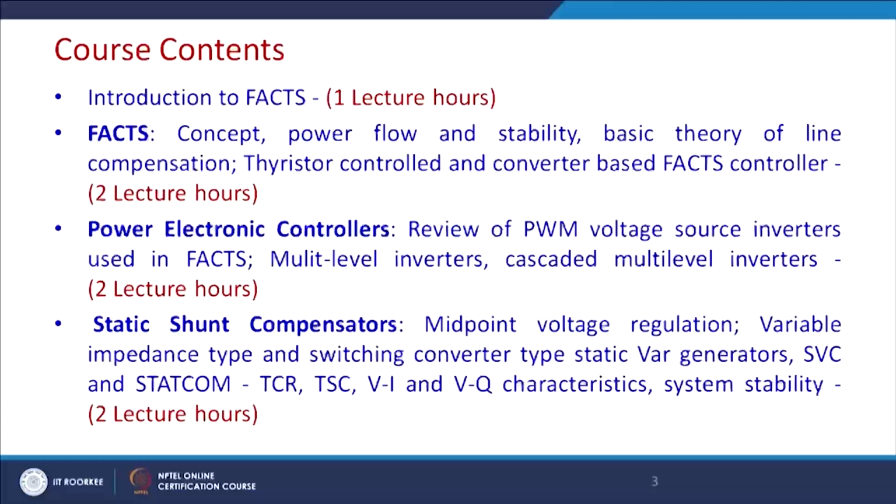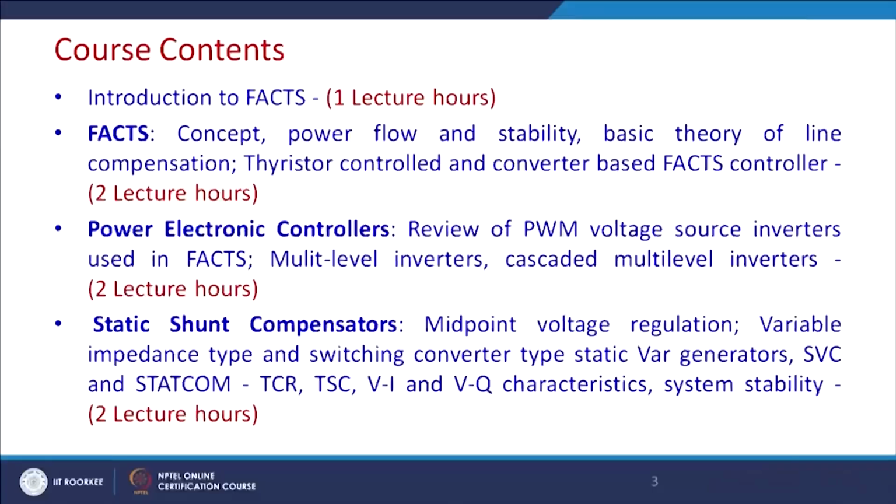Now, let us focus on the course content. Introduction to FACTS will be a 1 hour lecture. Followed by that, there will be the FACTS concept, power flow, stability and the basic theory of line compensation, and thyristor controlled converter based FACTS controllers. This will be 2 hours of lectures. In power electronics controllers, we shall review power electronics, different kinds of power electronics converters and their control techniques by PWM, different kinds of PWM for voltage source inverters, multi-level inverters, cascaded multi-level inverters and different kinds of topologies suitable for FACTS applications.